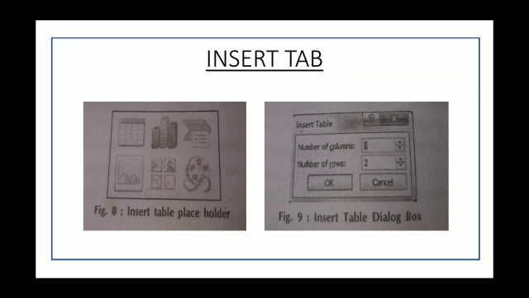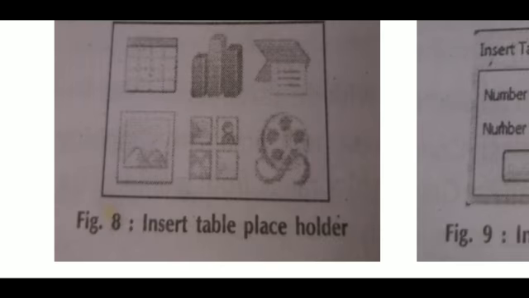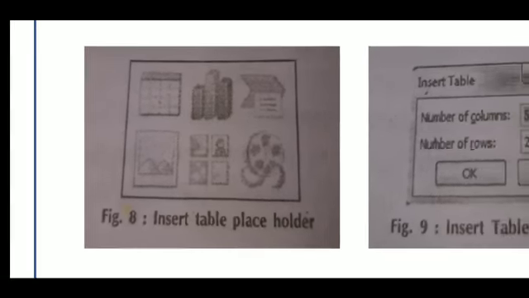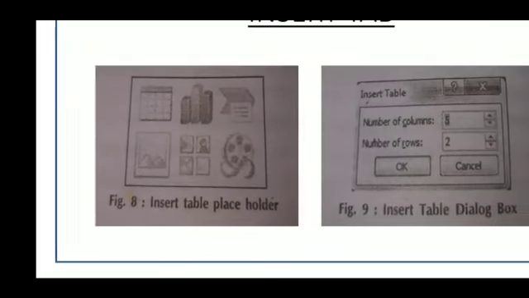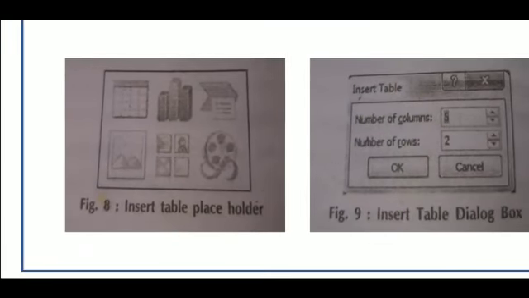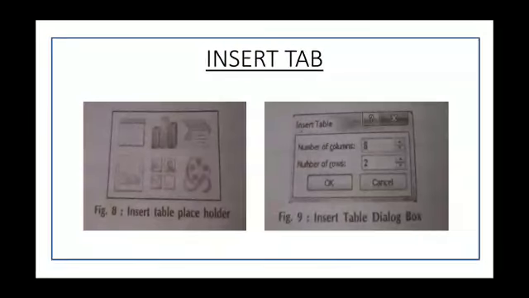Insert table placeholder. Okay, this placeholder will be there. In that, this is a table, first one. Okay, this you have to click. Automatically this dialog box will come, the insert table dialog box. In that, mention the number of columns, mention the number of rows and click on OK. Automatically that table will be inserted to your presentation.